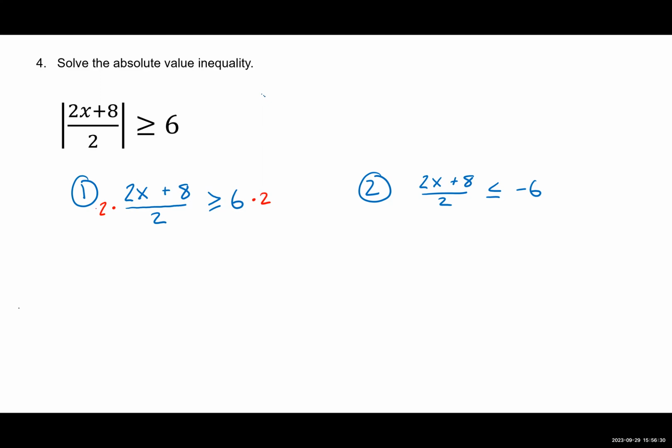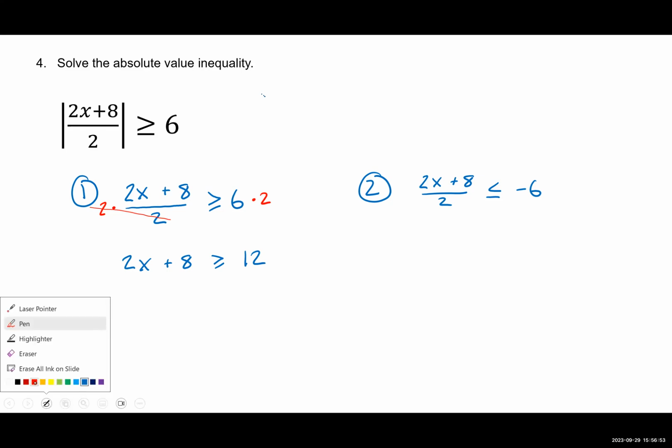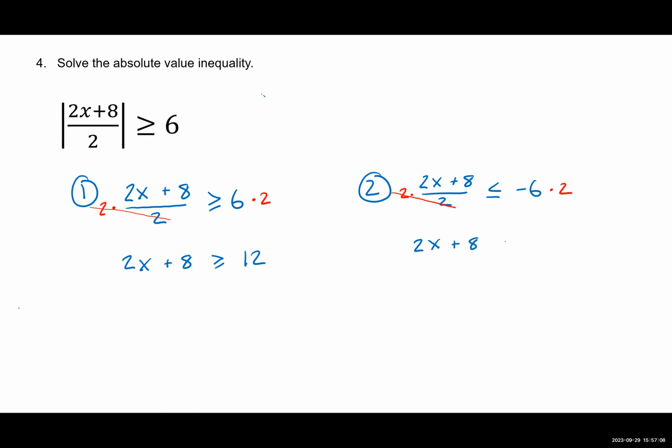And when we multiply by 2 on the left, that cancels the dividing by 2. Remember, fraction means division. So if we want to get rid of division, we use multiplication. So we have 2x. We have a plus 8. We have a greater than or equal to, and we have a 12. We're going to approach the other one the exact same way. Multiply both sides by 2 to get rid of the fraction. So on the left, those 2's cancel. And we have 2x plus 8 is less than or equal to -12.